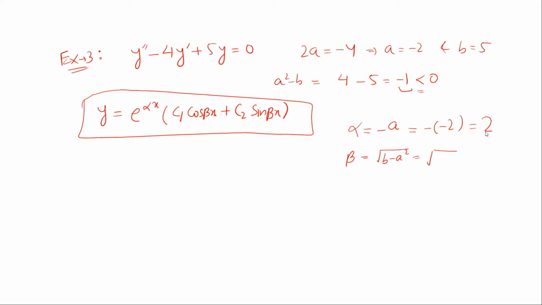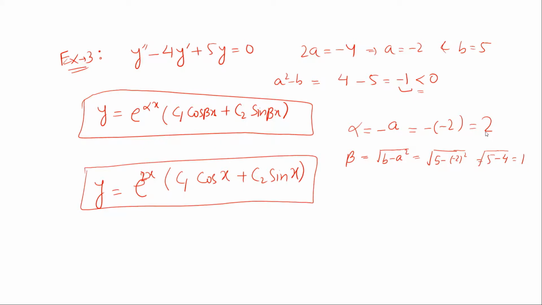So b is here 5, minus a², which is (-2)², so the square root of 5 - 4, that is equal to 1. So root 1 is 1. So the general solution would be e^(αx) times (c1 cos βx ...). Sorry, α is 2, so e^(2x)(c1 cos x + c2 sin x). So this is the homogeneous solution of this second order linear differential equation.